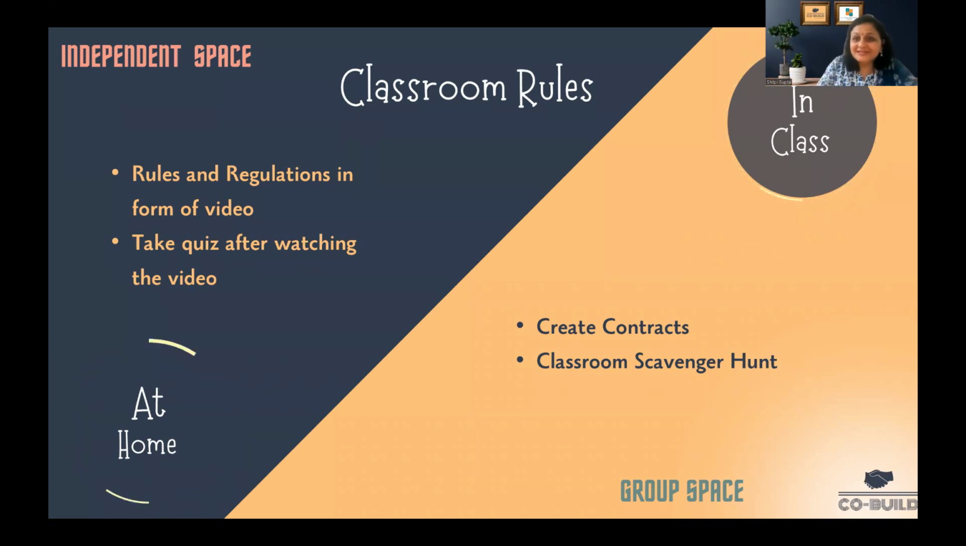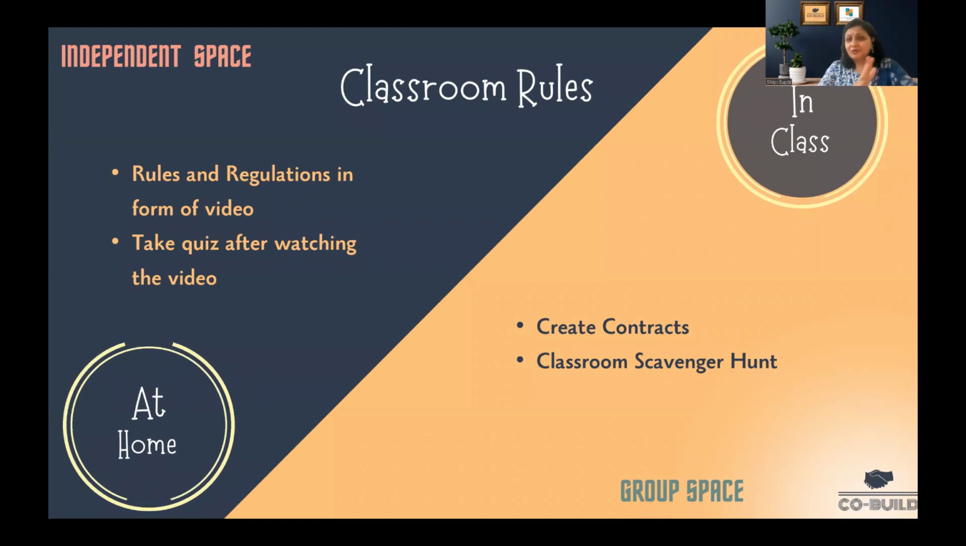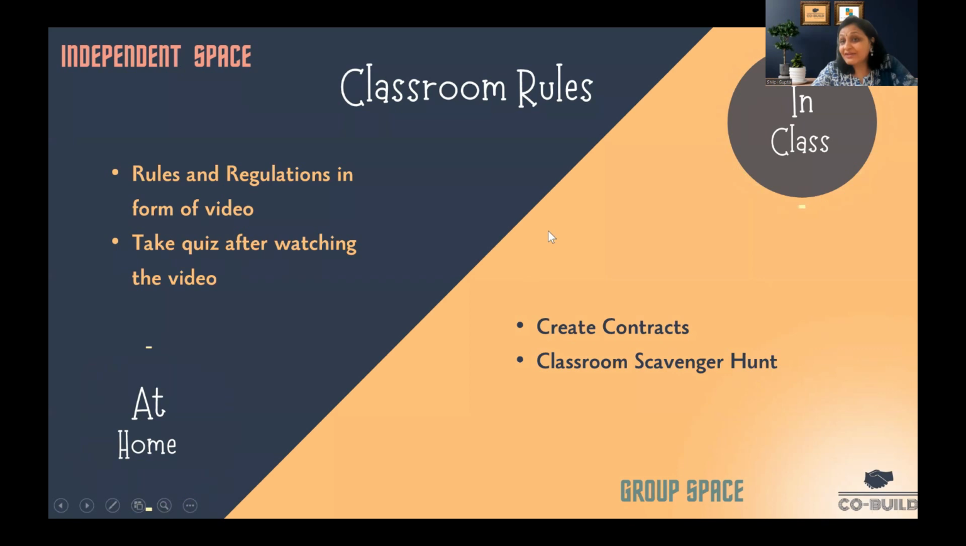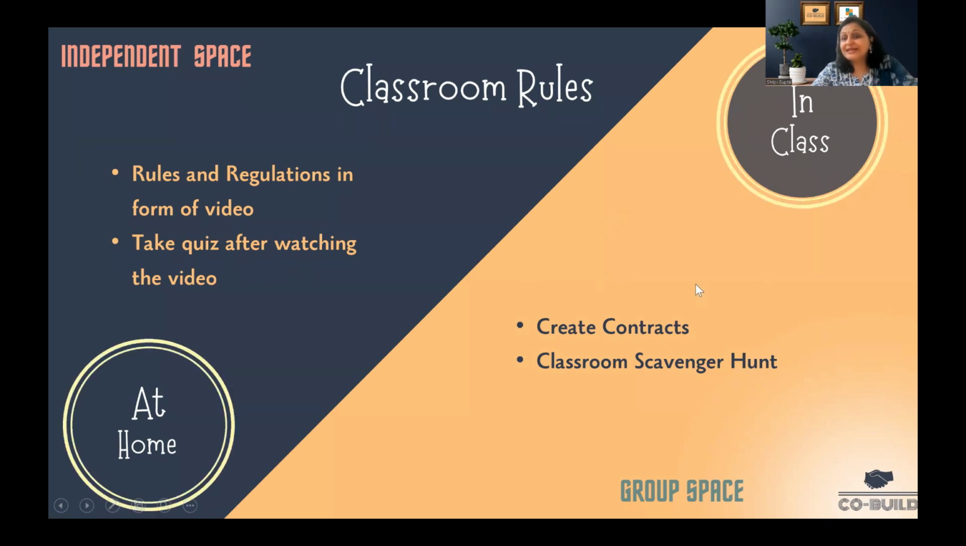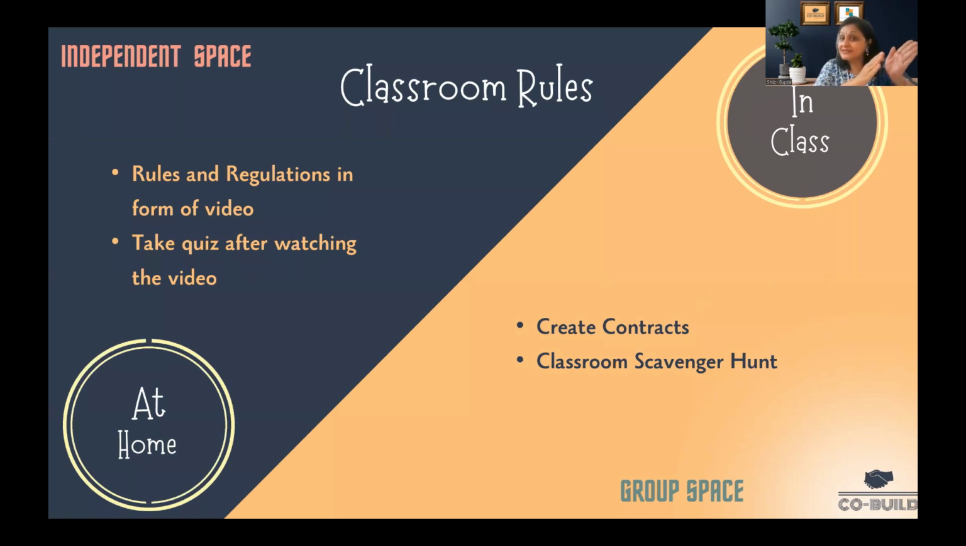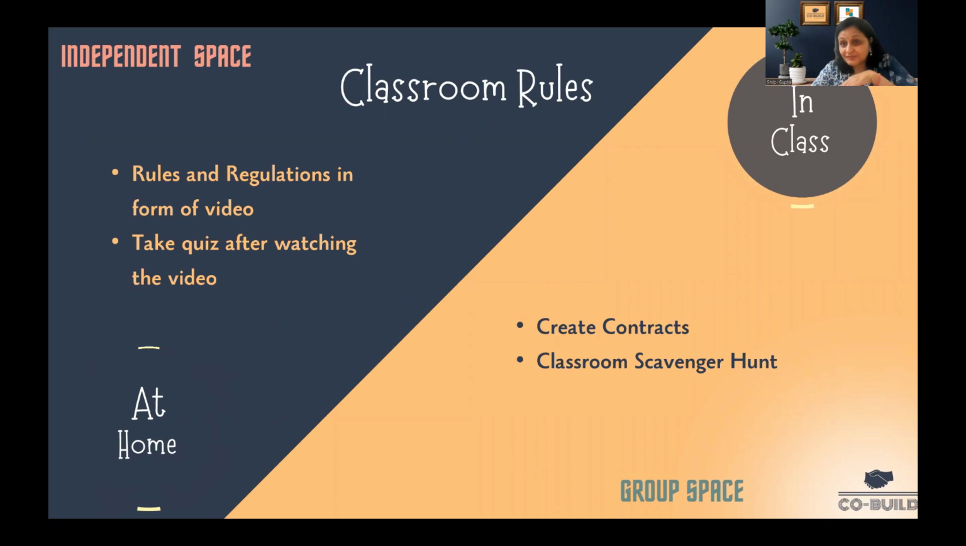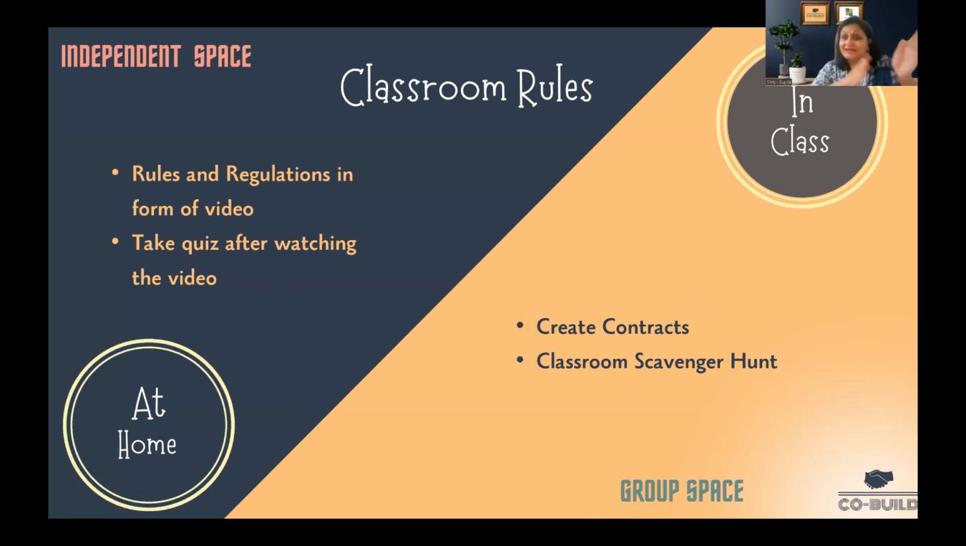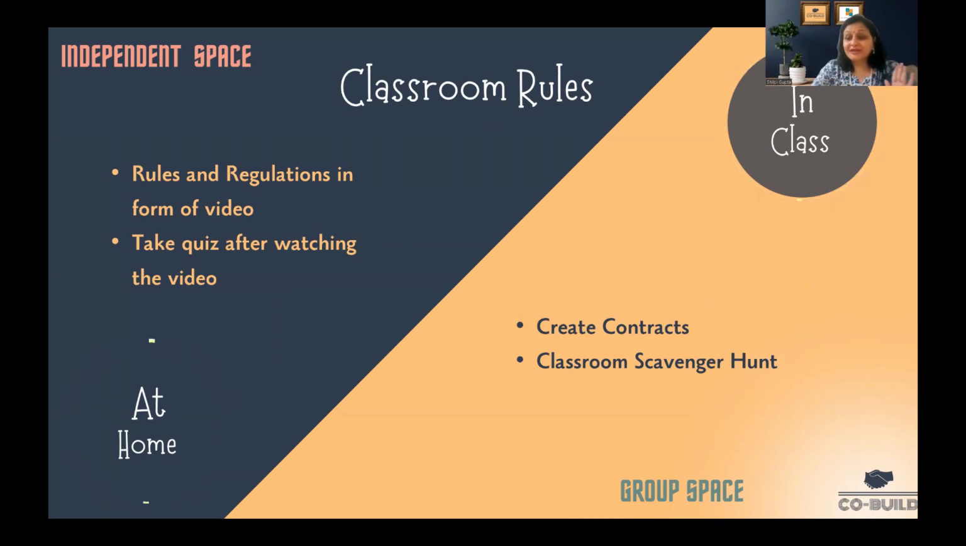Children watch this. They attempt a quiz or a Google form, so the teacher also knows how many children have done it. They do this at home in their independent space. And when they come to the classroom, they create some kind of contract: okay, this was done, if we break this, what will happen? Or they do a scavenger hunt activity in the class on classroom rules. So this is in a group space, that was in an independent space, right?